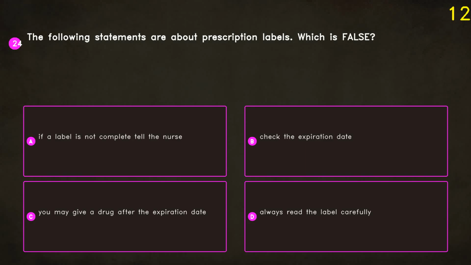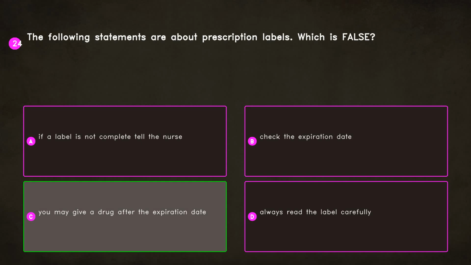Question 24. The following statements are about prescription labels. Which is false? A. If a label is not complete, tell the nurse. B. Check the expiration date. C. You may give a drug after the expiration date. D. Always read the label carefully. The correct answer is you may give a drug after the expiration date.